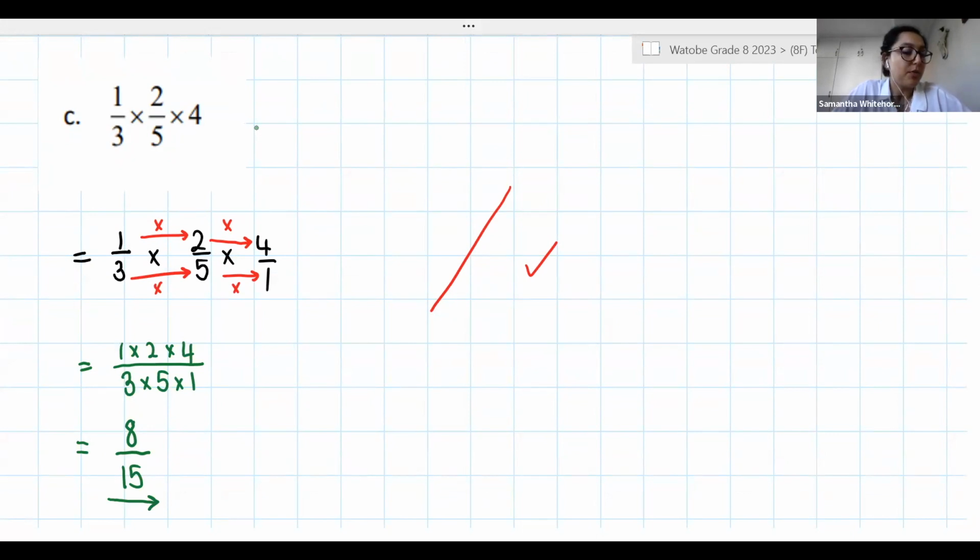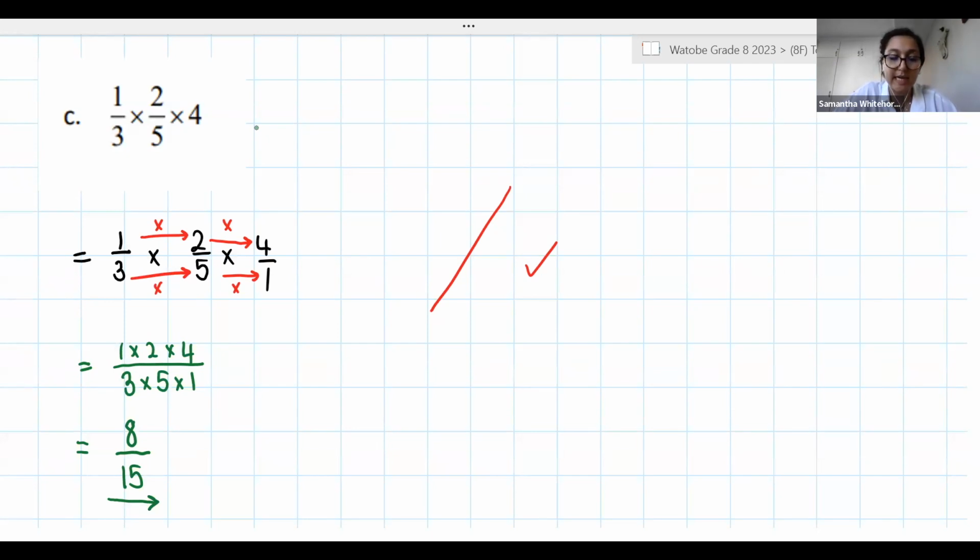Right, guys, what I want to point out to you here as well is that we couldn't cross cancel in this case because there is nothing I can cancel in the top with the bottom. My only numbers in the top are 2 and 4, obviously 1 as well, but 1 doesn't really do anything. And in my denominator, 3 and 5. I can't cancel anything at the top with anything at the bottom. So in this question, cross canceling would not be possible here.